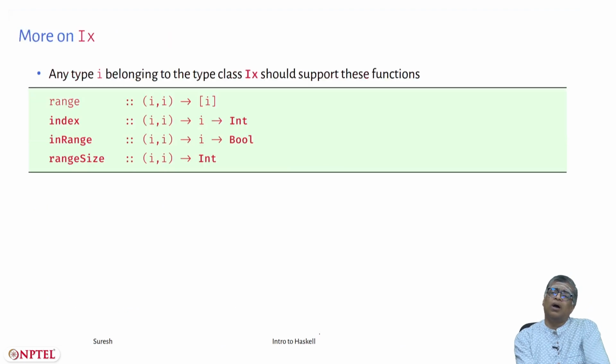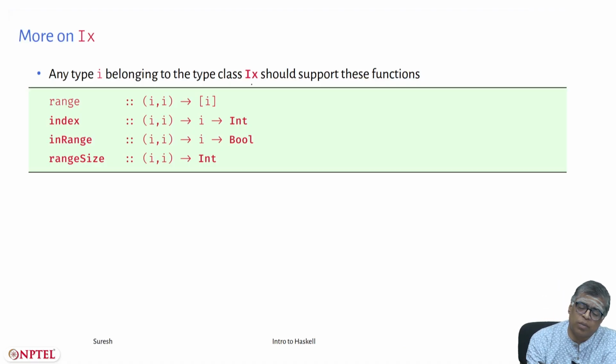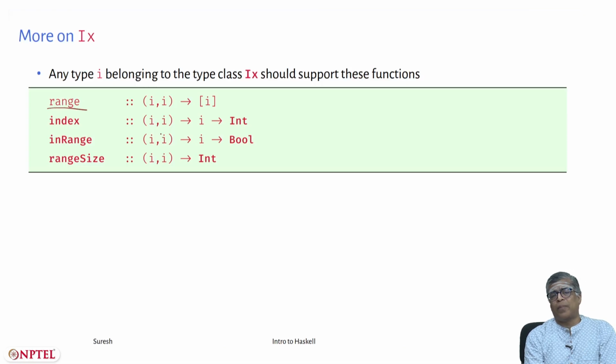Okay, and there are some functions that are defined for any type that belongs to class Ix. Range: if you give a lower bound and upper bound, it should give a list of all elements that lie in between. Index: if I give you lower and upper bounds and a particular index, it will tell you its position in this list. InRange: again, if I give you lower and upper bounds and ask whether another index lies inside these bounds, it should tell you true or false. And rangeSize will tell you the length of this list.